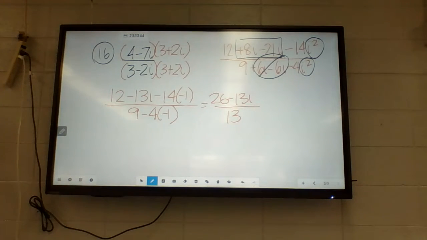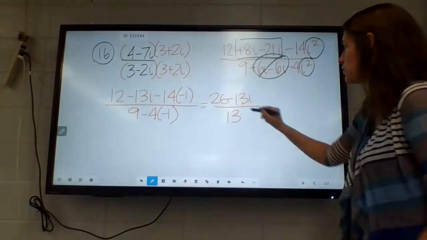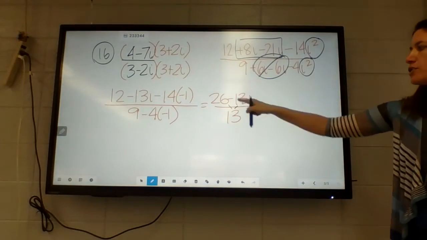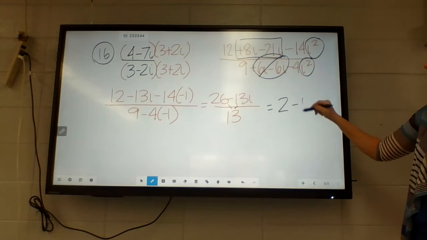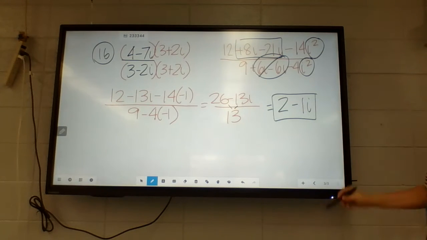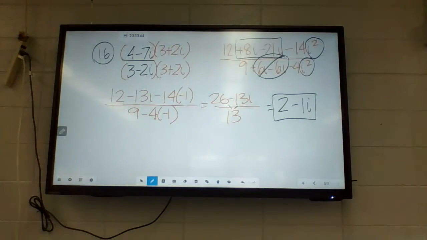Now you could notice that both of those could be divided by 13. You could factor a 13 out, however you want to do it. You're distributing that 13. 26 divided by 13 is 2. 13 divided by 13 is just 1, so 1i. So that does simplify more than the previous one. So if you stopped at the previous step, you were super close, just didn't notice you could simplify further. So kind of a unique one in that case.